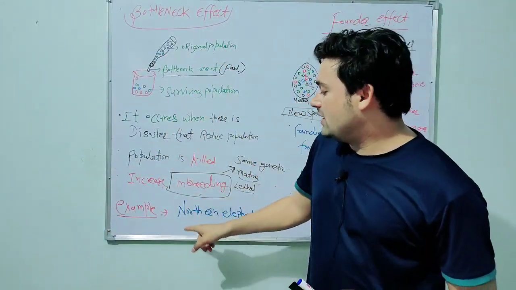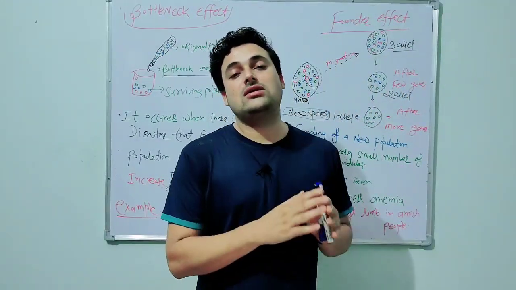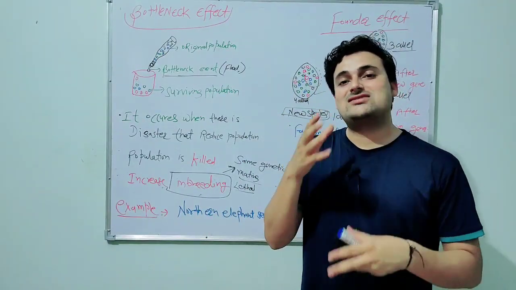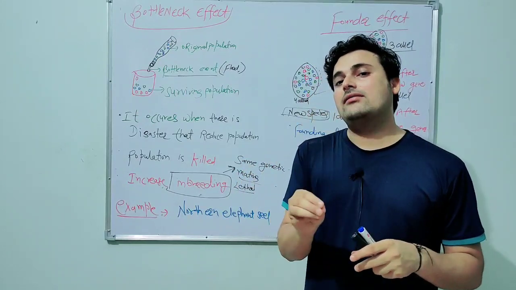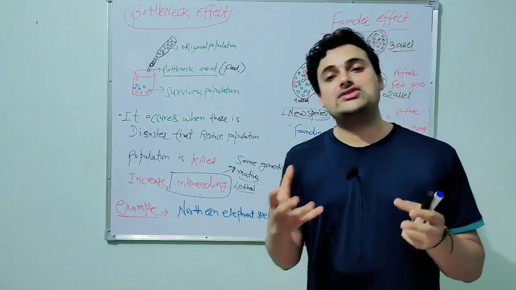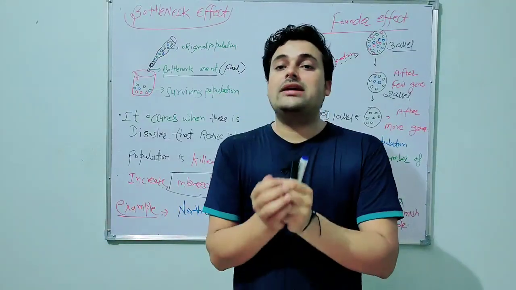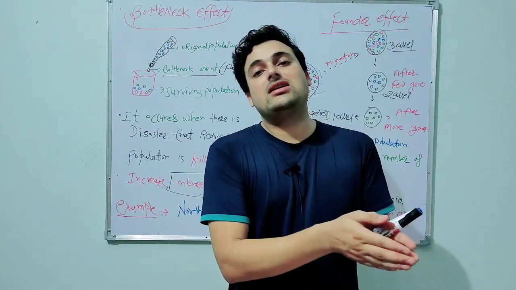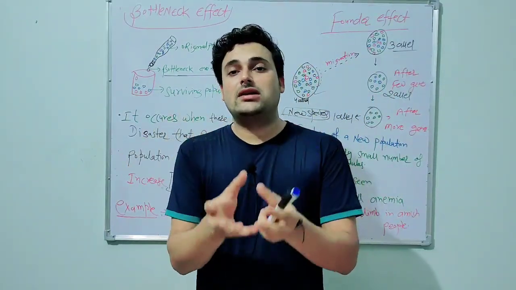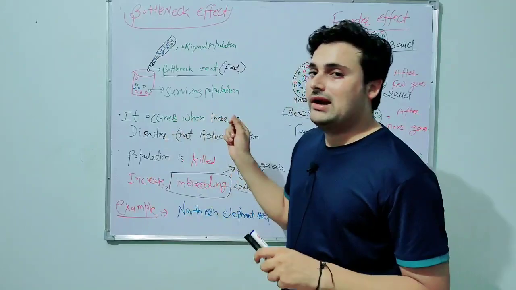Now come to the bottleneck effect. It can be seen in the northern elephant seal, because they were hunted up to the 18th or 19th century. After the 19th century, we tried to conserve them, but they still have a loss of genetic diversity, while the southern elephant seal has great genetic diversity because they were not hunted. So any natural disaster or any man-made disaster, such as habitat loss or hunting, can also be the reason for a bottleneck effect.